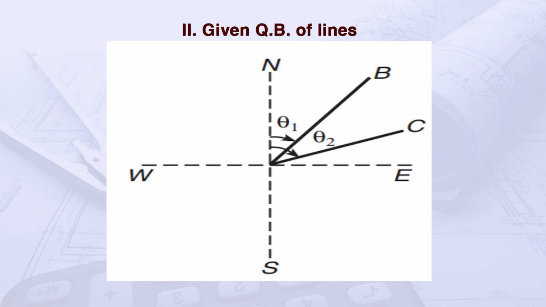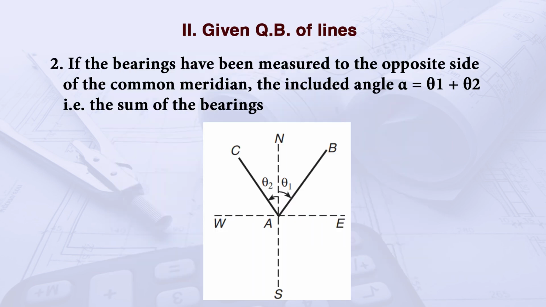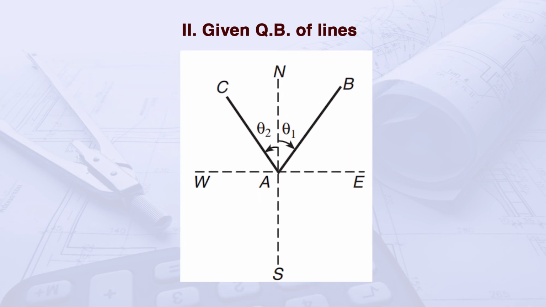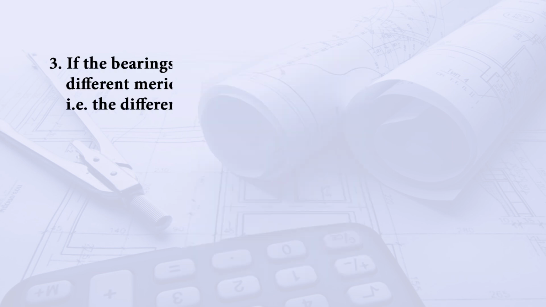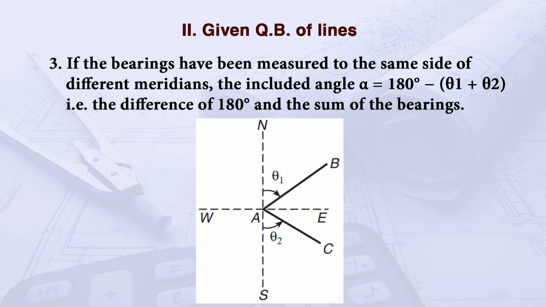Secondly, referring to the figure, if the bearings have been measured to the opposite side of the common meridian, the included angle alpha can easily be calculated as alpha equal to theta 1 plus theta 2. It can easily be seen from the figure, that is, it is the sum of the bearings. Thirdly, if the bearings have been measured to the same side of different meridians, the included angle can be given as alpha equal to 180 degrees minus theta 1 plus theta 2, that is the difference of 180 degrees and the sum of the bearings.